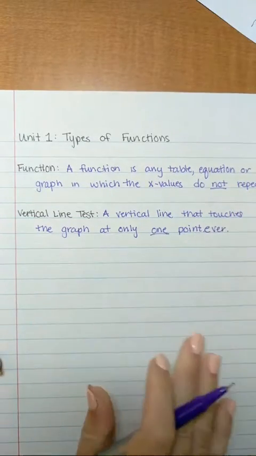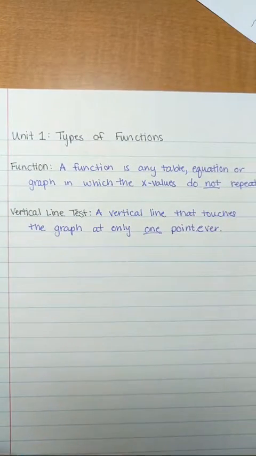So if you were to put a vertical line anywhere on that graph, it would only touch the point or the line once anywhere. So it might only touch the graph once at one point, but if it touches the graph at a different spot twice, then it is not a function.